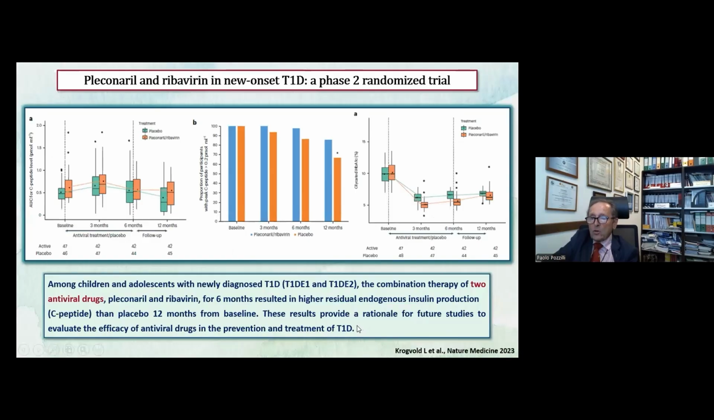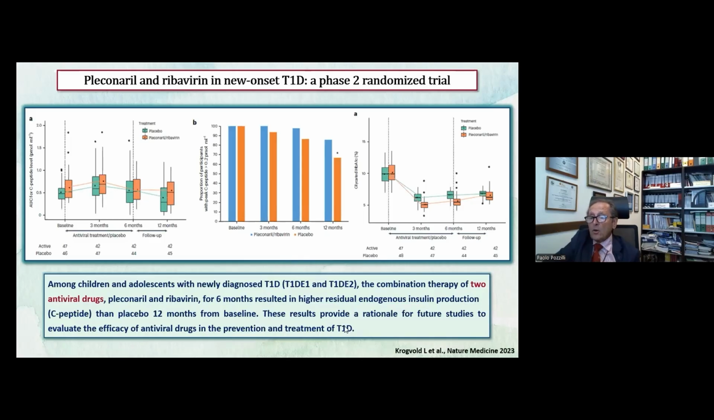Now I'm going towards another approach, pleconaril and ribavirin in onset type 1 diabetes patients. This is a randomized phase 2 trial. These are antiviral drugs, considering a drug that could somehow have an antiviral effect, although we don't know if there is a specific virus.